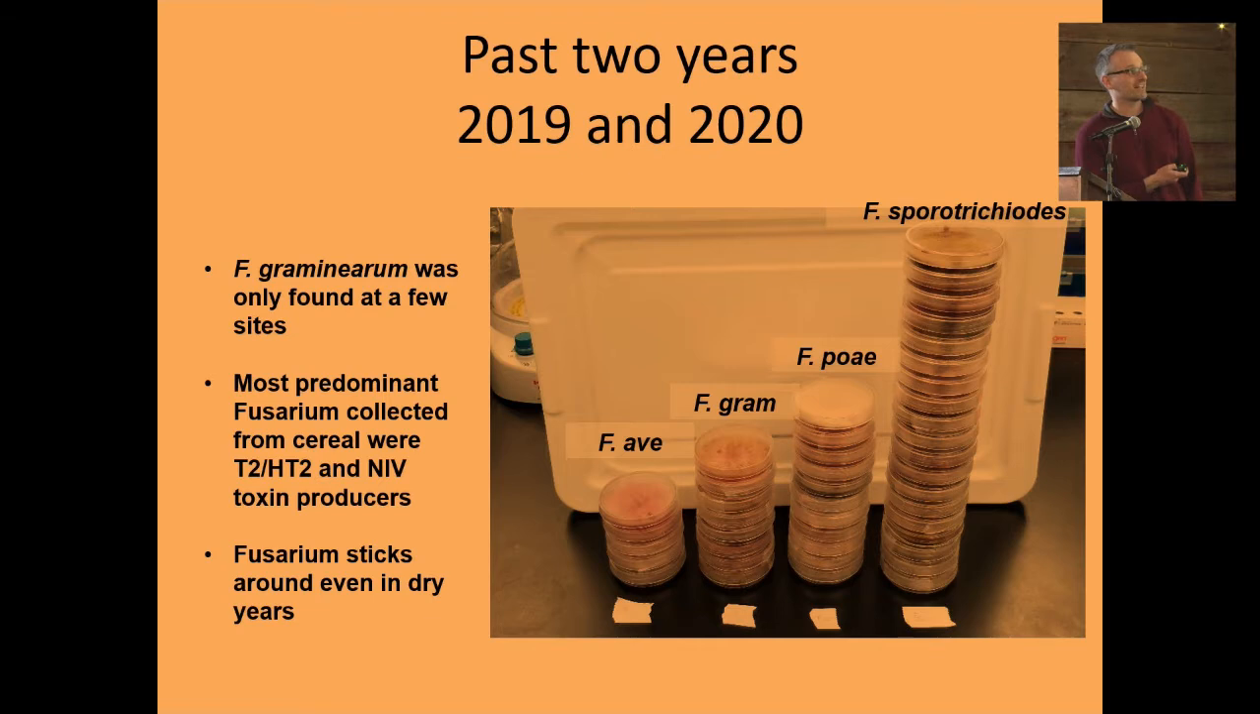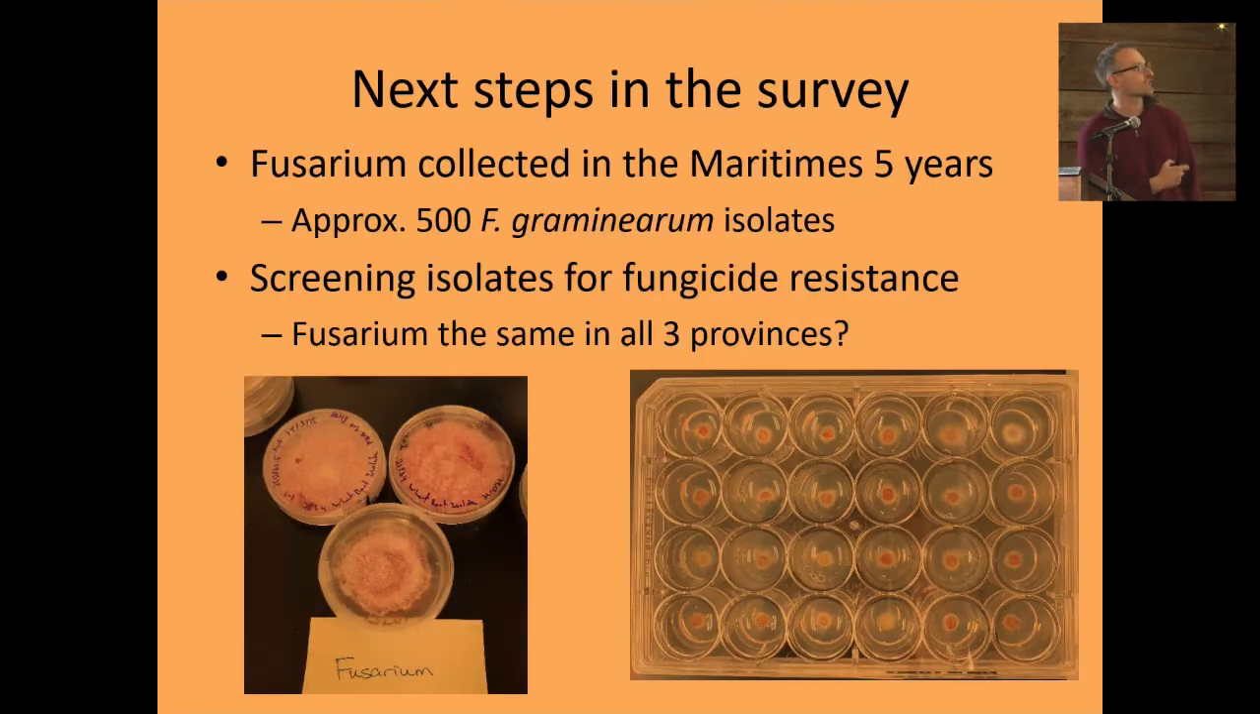But the other thing we found is that Fusarium graminearum was still popping up. Not in every sample, but in every province, in both the crops, we got a few Fusarium graminearum isolates. It means that even in the driest year we've ever had, really, Fusarium graminearum will stick it out. It'll find a crop and it'll still cause infection.